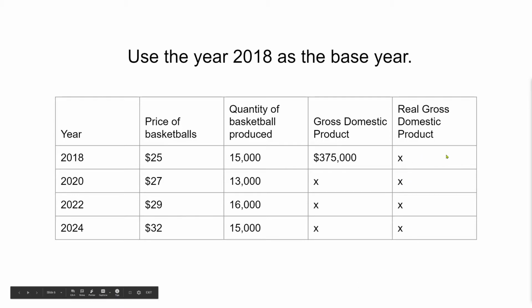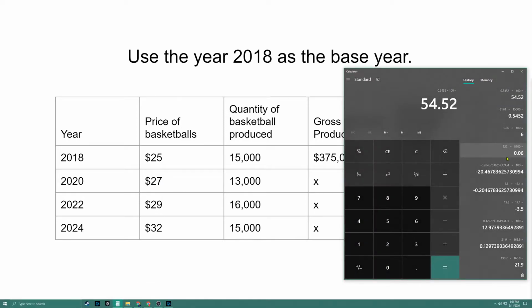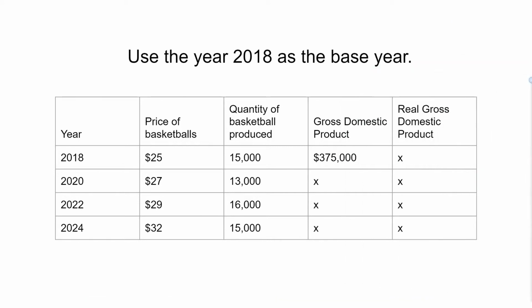So over here, we would put in the same number, $375,000. Now, in 2020, the price of basketballs has gone up by $2. It's $27, but the quantity has dipped. It's now 13,000. So you're going to take $27 and multiply that by 13,000, and you get 351,000. You put that number right there.